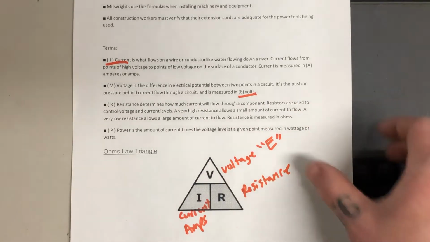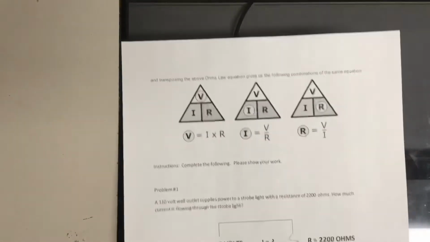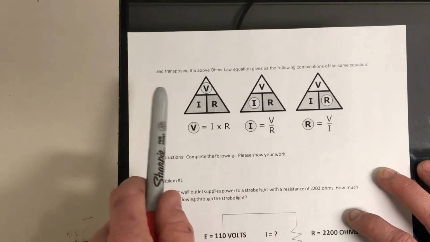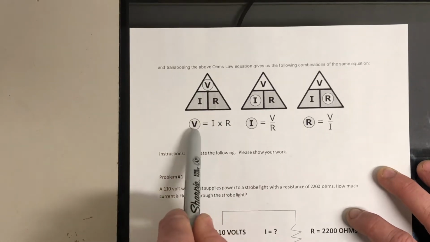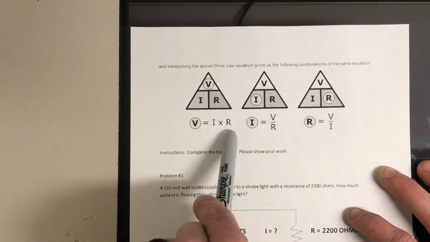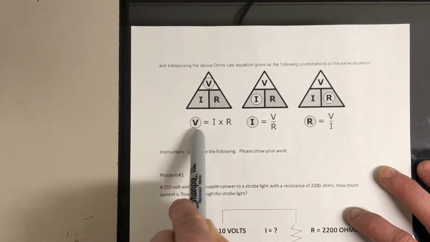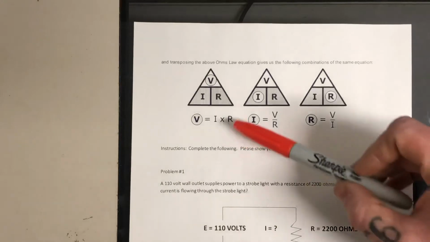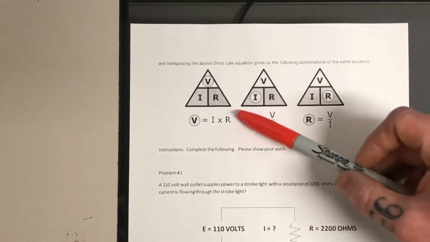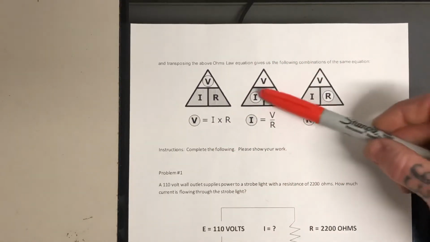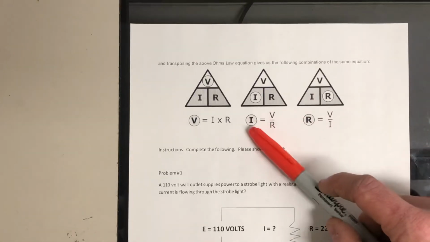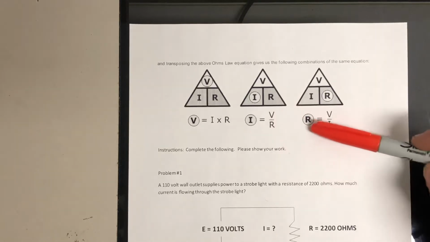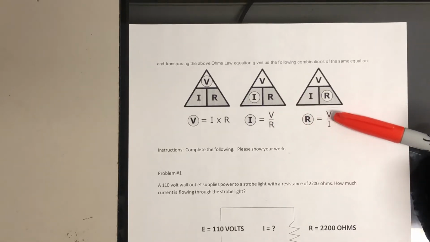So now let's actually look at the various formulas. Here are the three different triangles. We have voltage, we have current, and we have resistance. Voltage is equal to the current times the resistance. That's what this means. Voltage is equal to the current times resistance. So remember, I represents current, R represents resistance, okay? Then for this one, we have current is equal to voltage divided by resistance. And then resistance is equal to voltage divided by current.